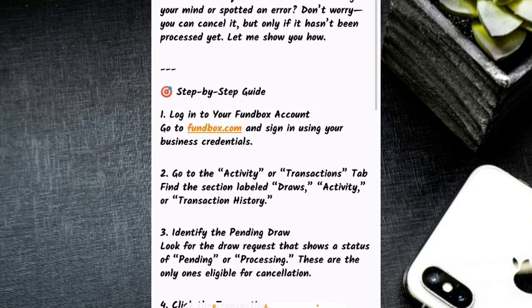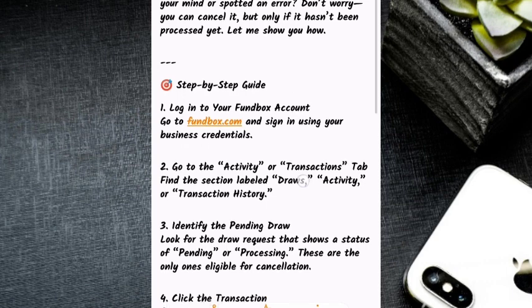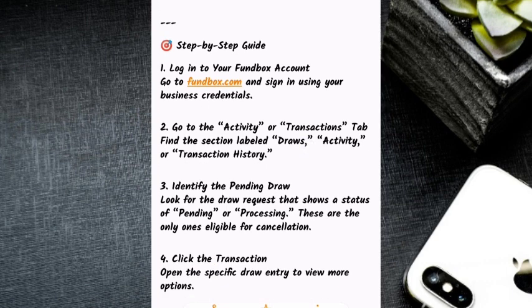So first thing you got to do is to log into your Fundbox account. Go to fundbox.com and sign in using your business credentials. Next, go to the Activity or Transactions tab. So just find the section that's labeled Draws, Activity, or Transaction History.